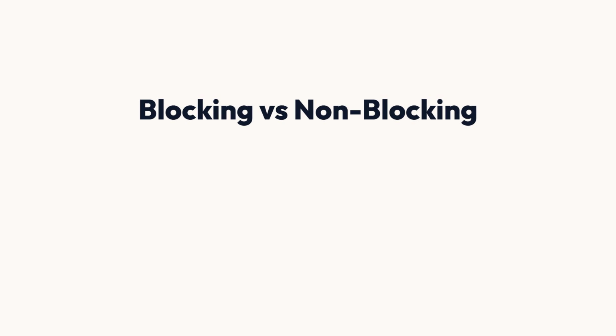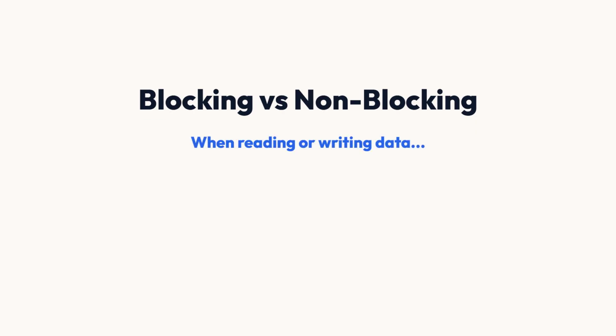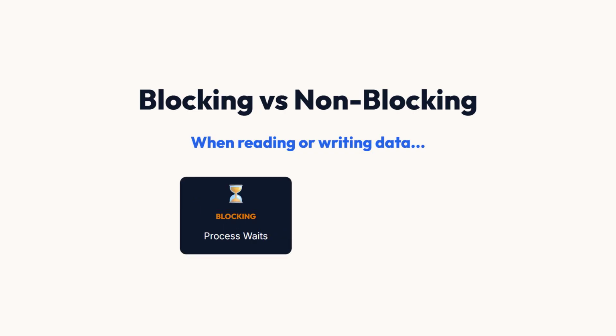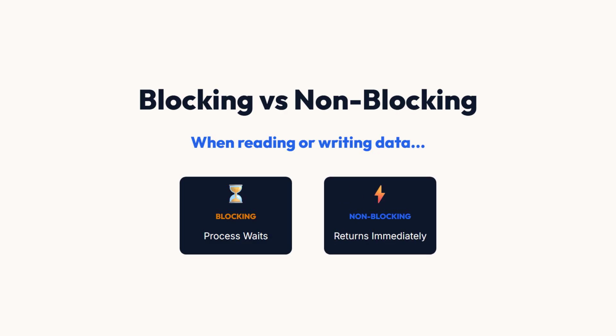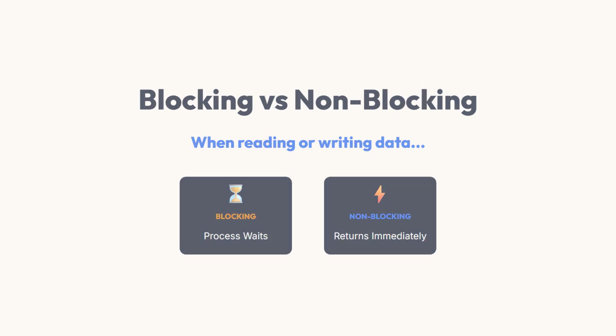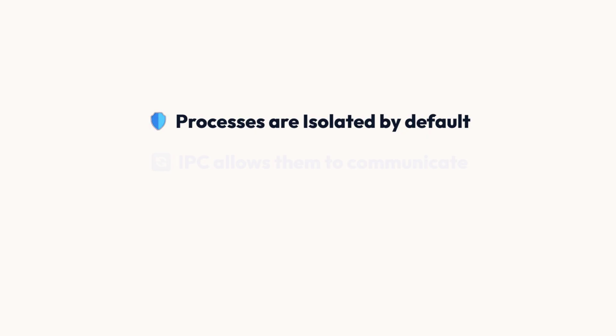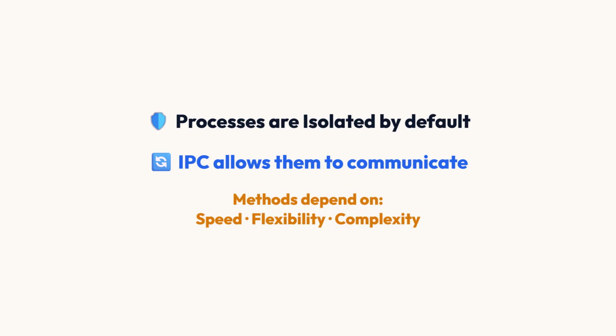Finally, one important concept across all IPC methods: blocking versus non-blocking. When a process tries to read or write, it can either wait or return immediately. If it waits, it is called blocking. If it returns immediately, it is non-blocking. This choice depends on the application. So to summarize, processes are isolated by default. IPC allows them to communicate, and different methods exist depending on speed, flexibility, and complexity.